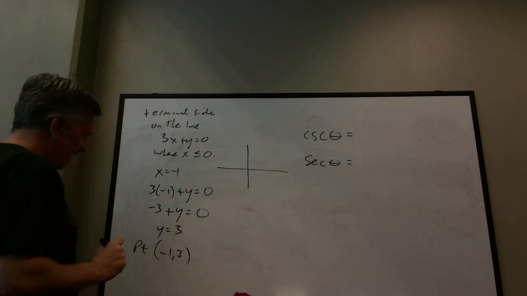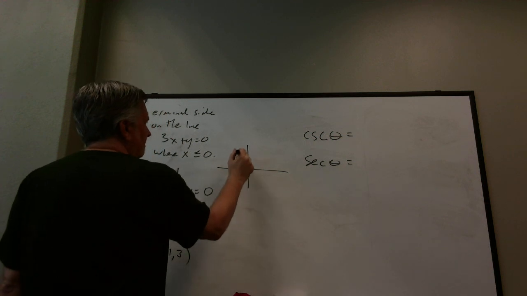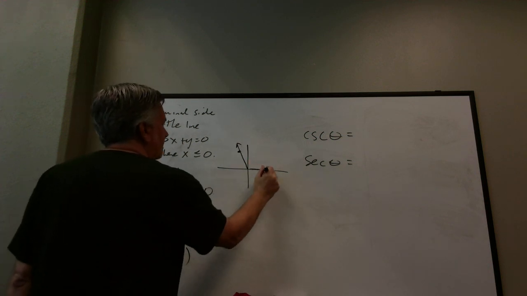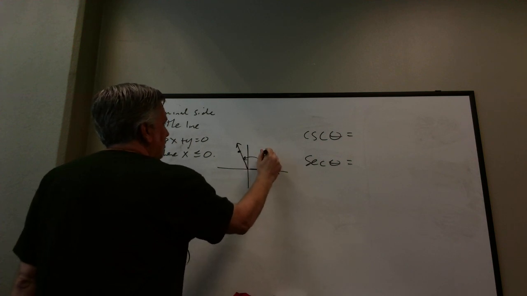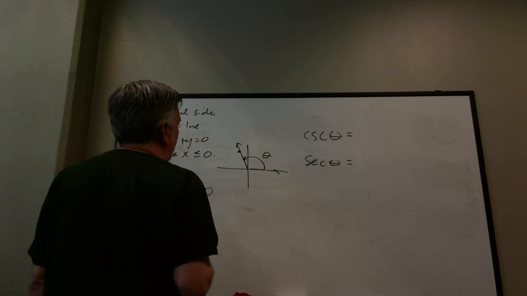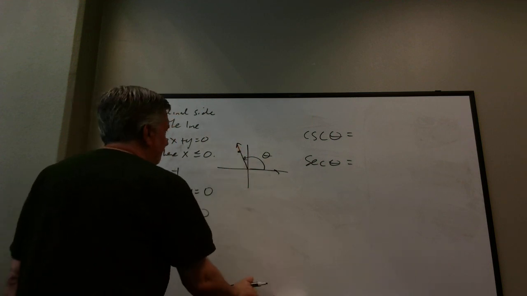Now where's the point negative 1, 3? That's in the second quadrant. So it's up here somewhere. There's my terminal side. And again, I don't know the rotation. I just put something in. I didn't make my picture very big.